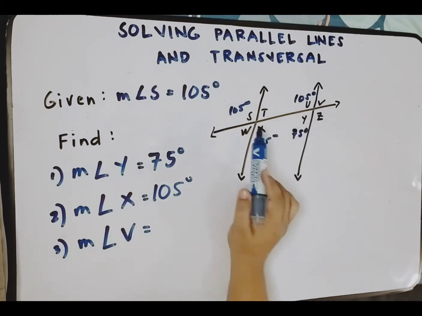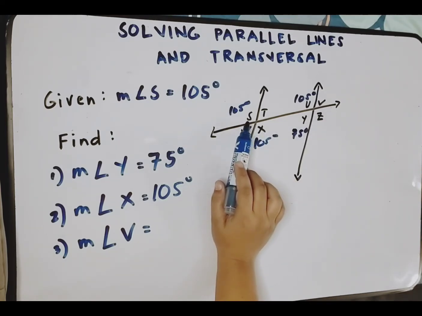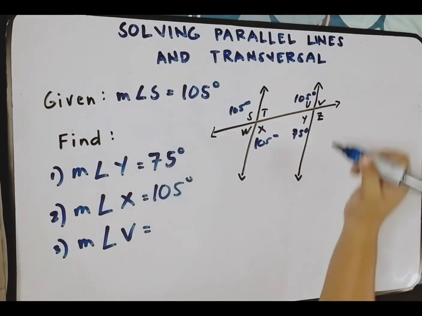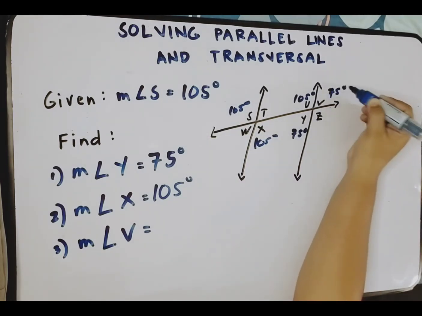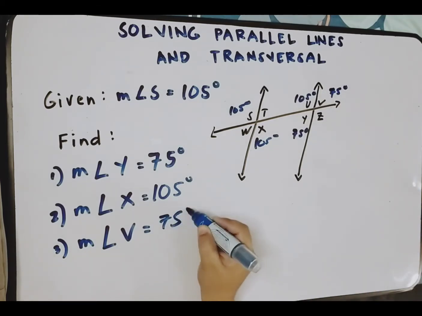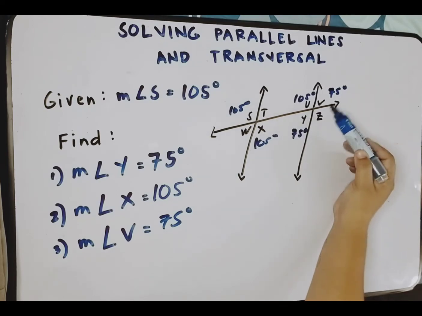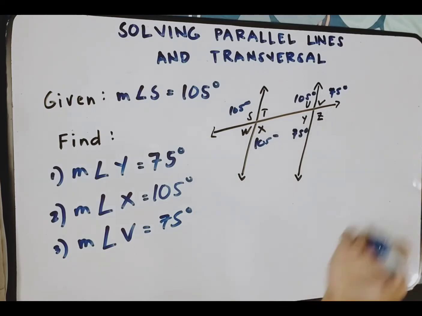And then, when it comes to angle S, they are same side exterior angles, so supplementary also. Therefore, this is 75 degrees. Because the sum of S and V should be 180, and it should be congruent to angle Y.